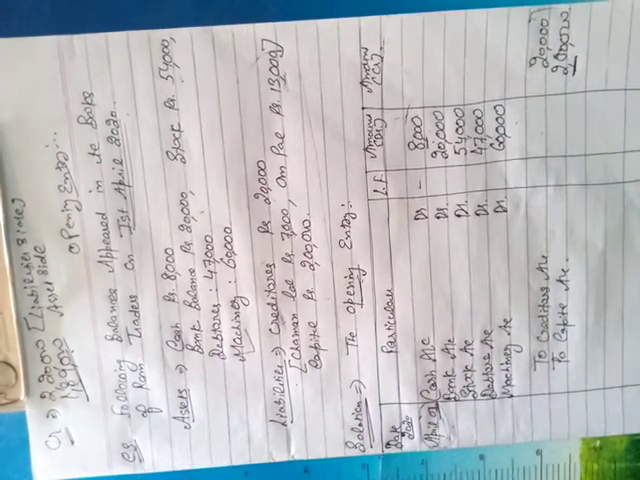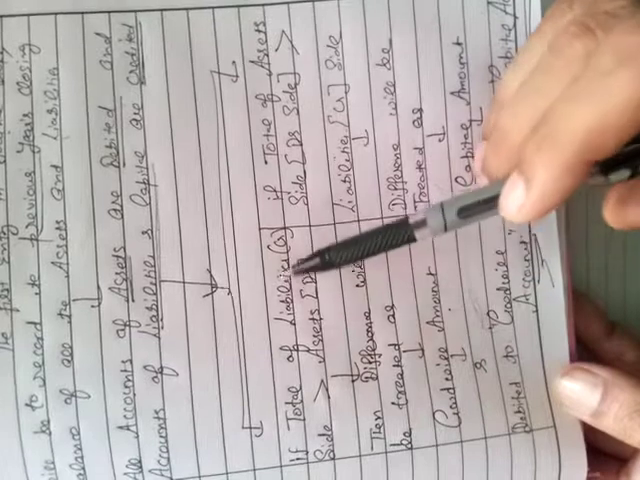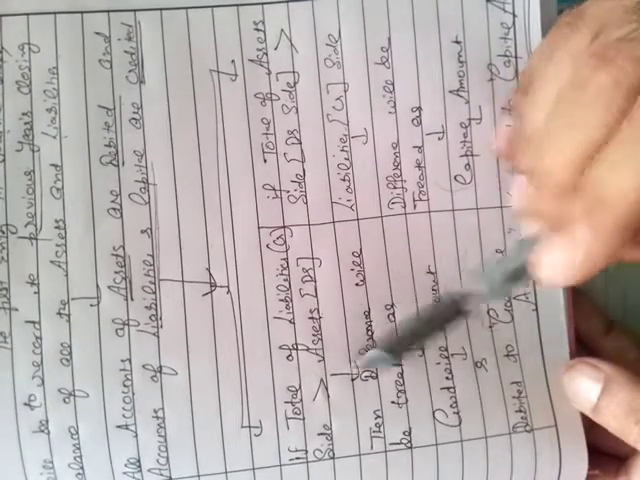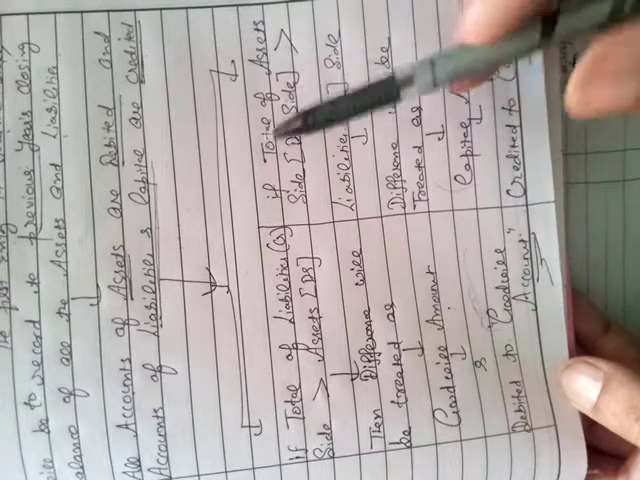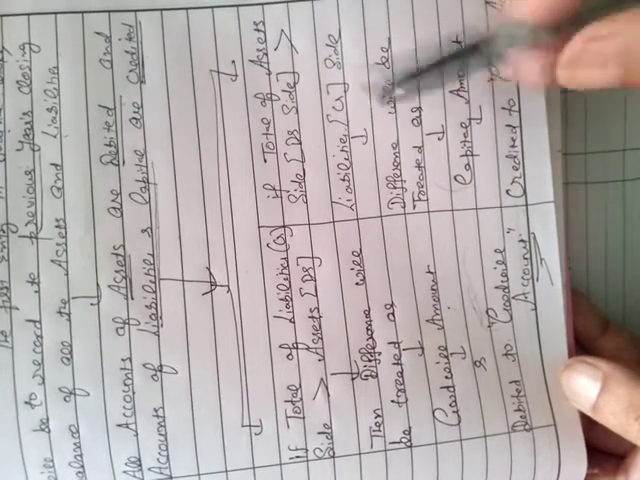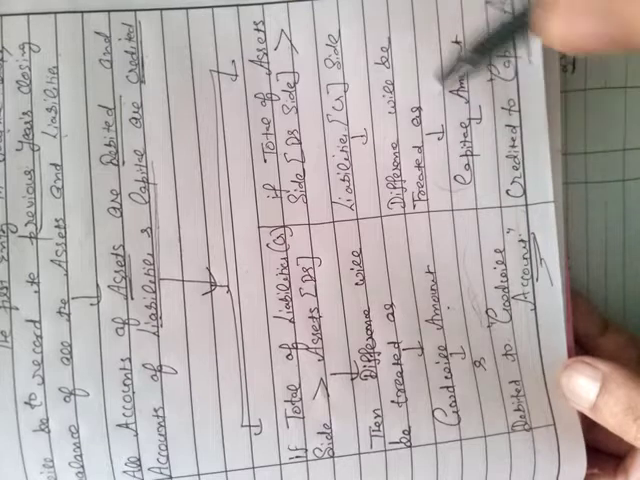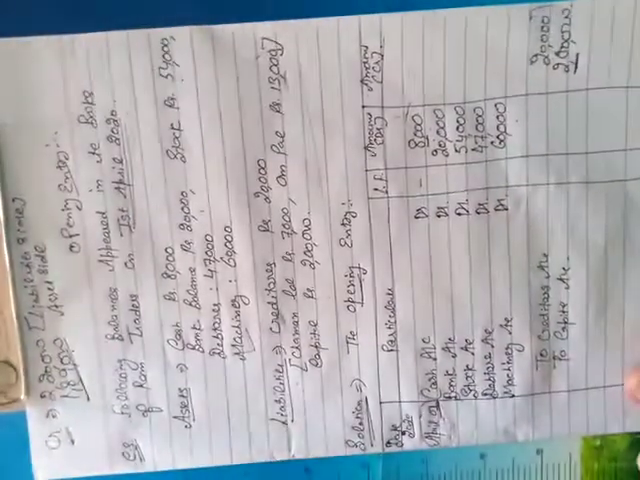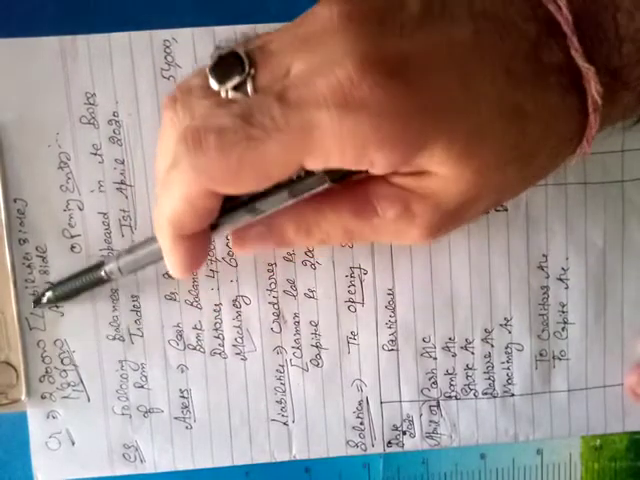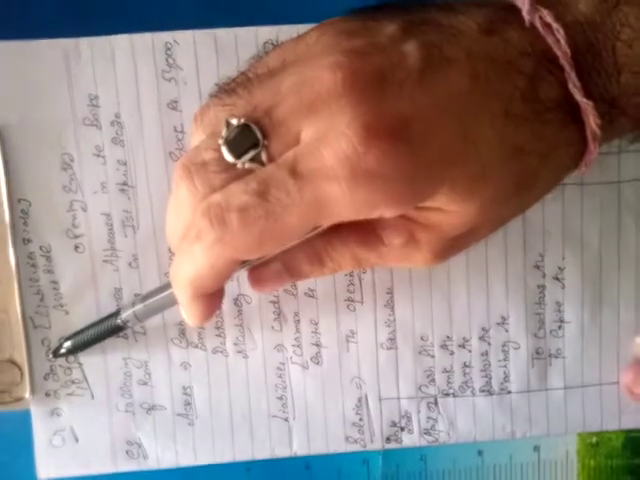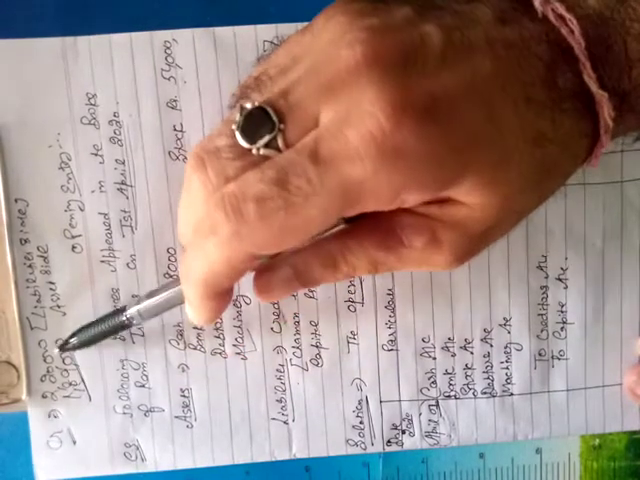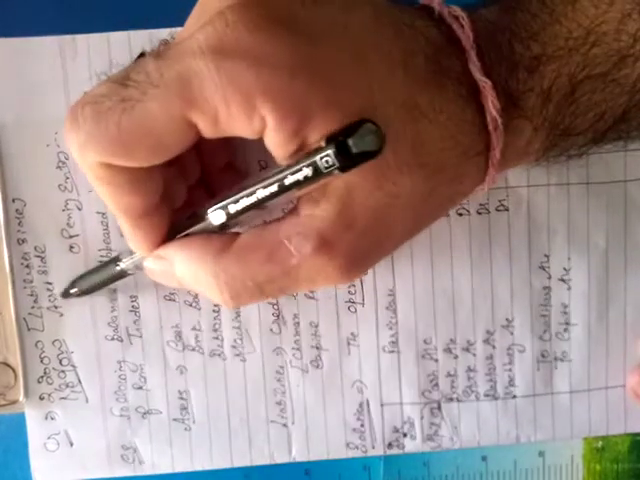Now what is the rule we have discussed? If there is a difference, if the total of the liability side is more than the asset side, then the difference will be transferred to goodwill account. If the total of the asset side is more than the liability side, then the difference will be transferred to capital account. Now check the situation in this sum. The liability side total is 2,20,000 and the asset side total is 1,89,000. It means the liability side is more than the asset side.